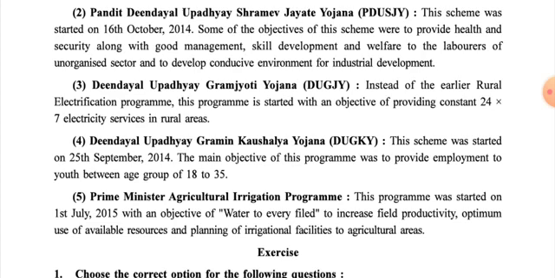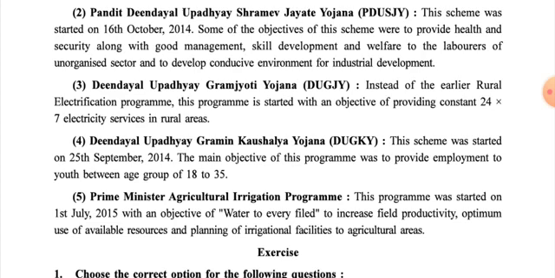who are suffering from disguised and seasonal unemployment. So instead of the earlier rural electrification programs, almost 7 to 8 different electrification programs were introduced by ruling governments from time to time for rural electrification. This program, DUGJY, is started with an objective of providing constant 24/7 electricity services in rural areas, and which encourages more employment opportunities in rural areas also.